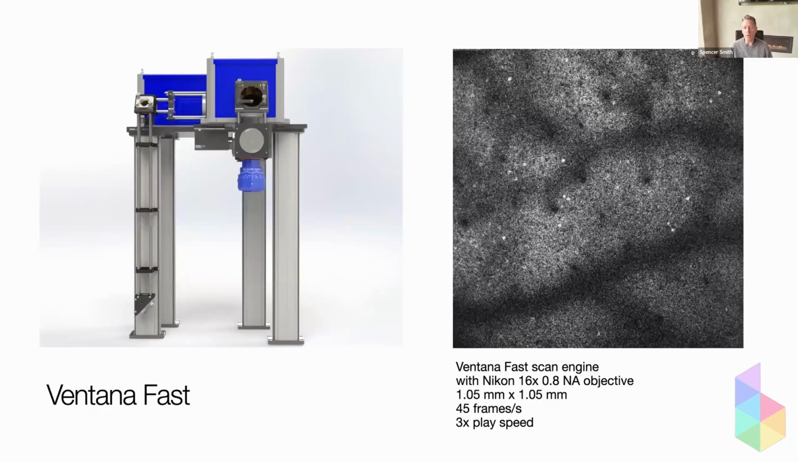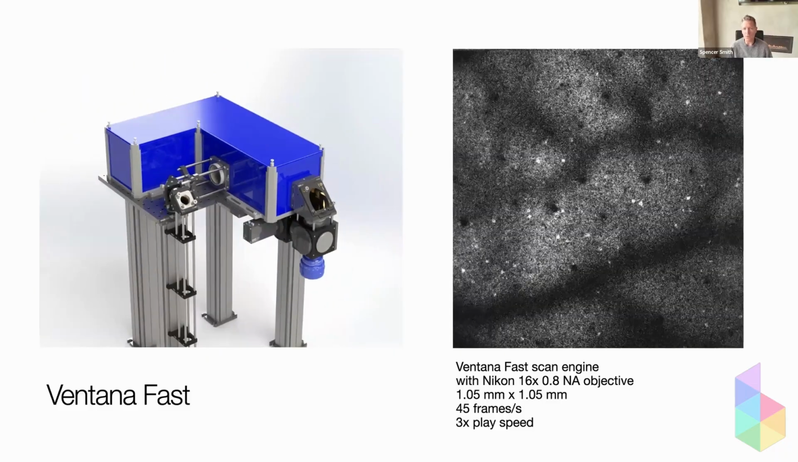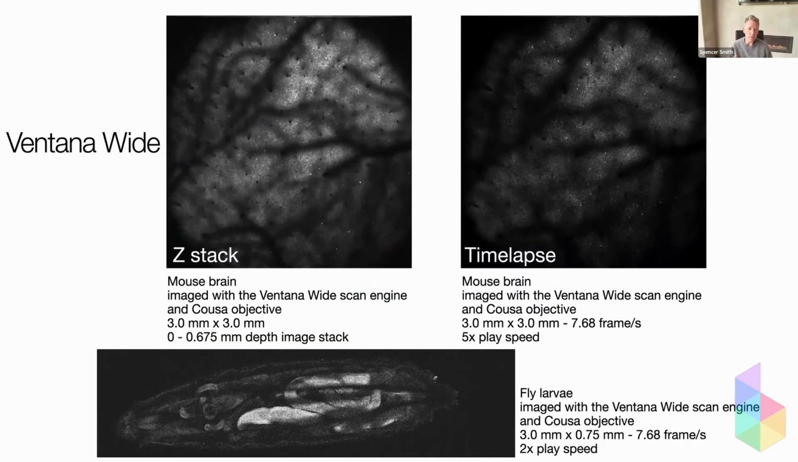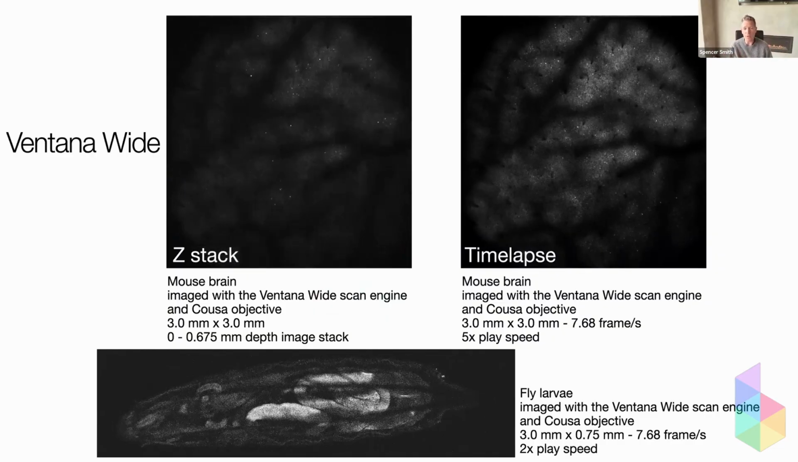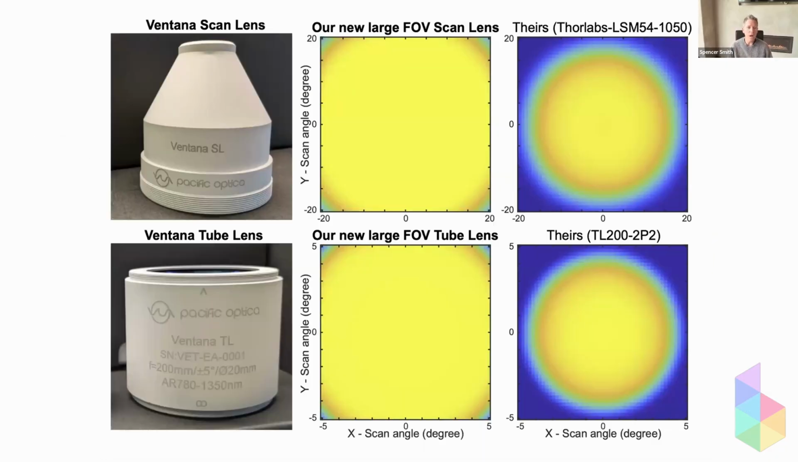We can do 1 millimeter by 1 millimeter at 4 frames per second with a lot of photons from each individual cell. The Ventana Wide is even larger, so we can go to 3 by 3 millimeters. We can actually go up to 3.2 by 3.2 millimeters. And what was really key to get this to work was, again, these custom optics. So the tube lens and scan lens just provide diffraction limited imaging over much larger scan angles. The color lookup table on here is Strehl ratio.